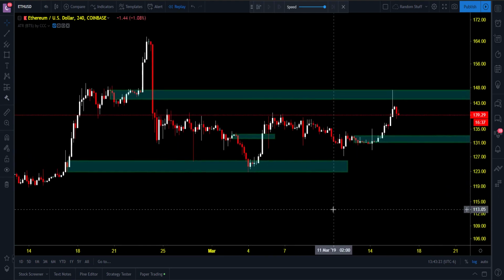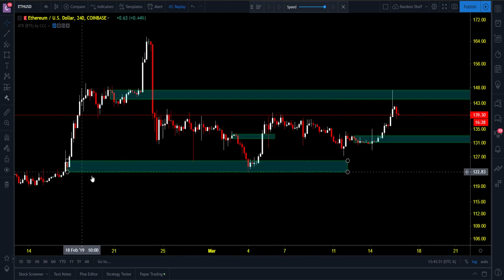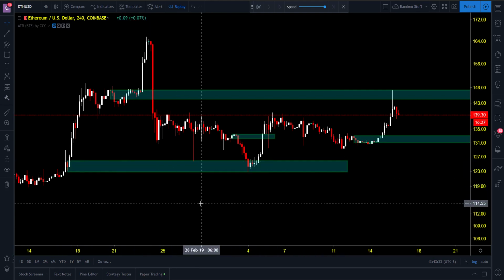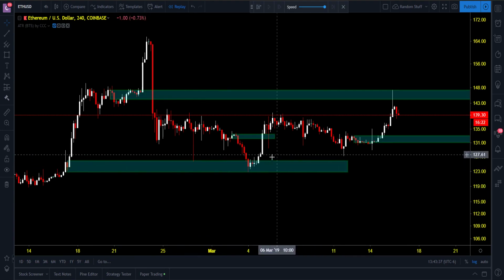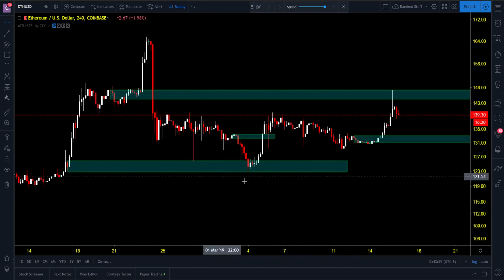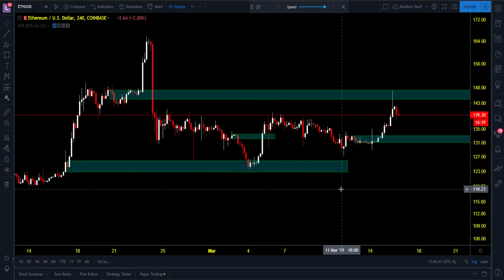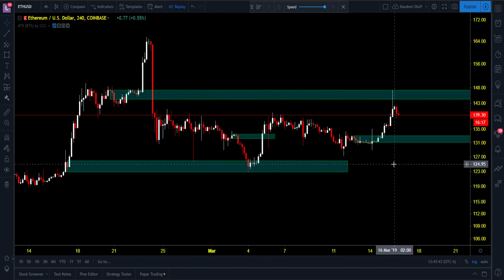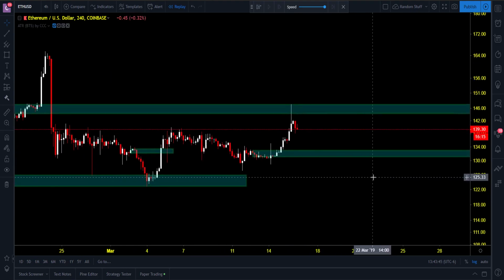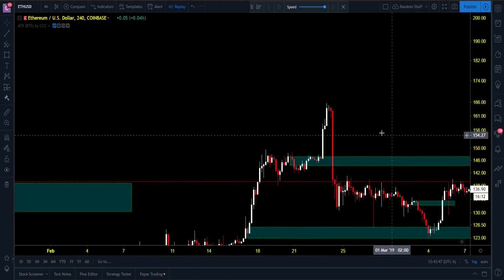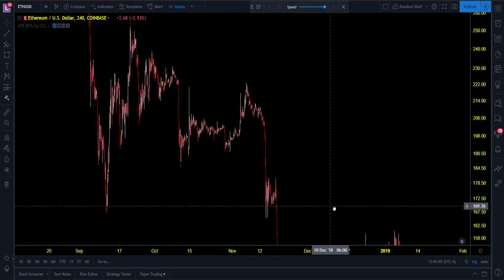So on daily, I suggest using the bodies only. On 4 hour, 1 hour, I suggest only using the wicks, because then you're going to catch all the slippage that people have in those time frames, as well as alts, especially ones that aren't as liquid as Ethereum and Bitcoin. Alts are going to have really nasty wicks that you really need to account for. So yeah, that's basically order blocks in a nutshell.